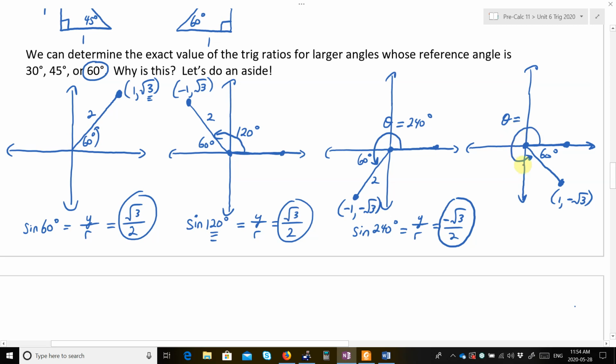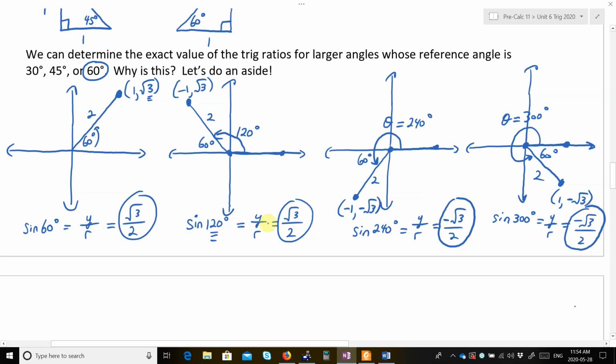And remember, it's 360 degrees all the way around the circle, and so if that's 60, then the remaining angle is 300 degrees. So sine of 300 degrees is y over r, the y is negative root 3, and the r is still 2.